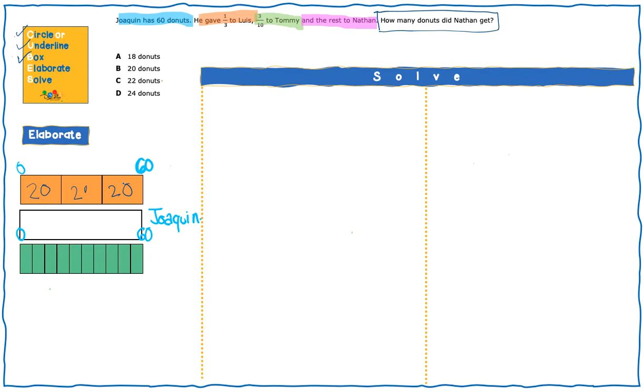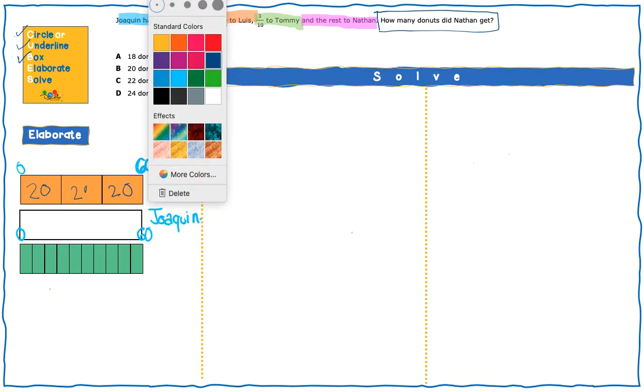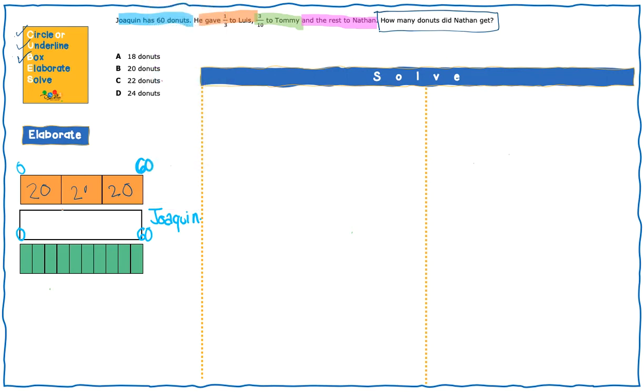And he gave 1/3 to Luis. So just one of these is what he gave to Luis. So I'm gonna say, okay, from here to here, this is for Luis. Okay, and so then that's what I'm gonna say here. So basically, if we look at this picture, he gave Luis 20. What does that mean? Now, how many does Joaquin have? Yes, he only has 40.